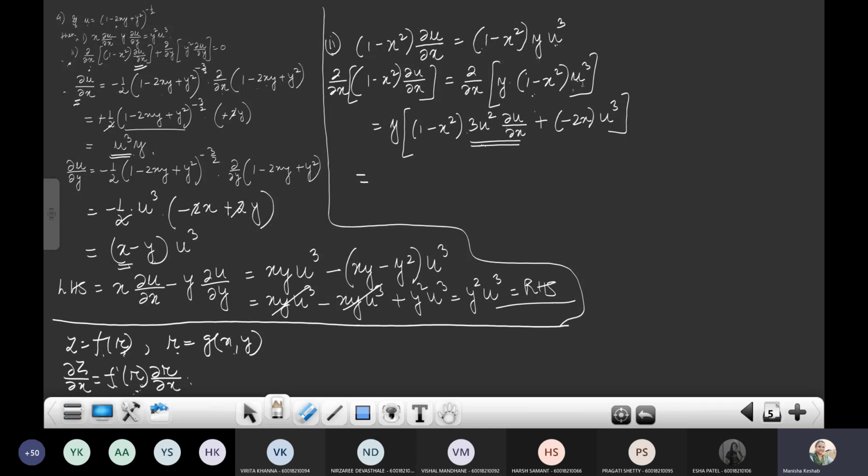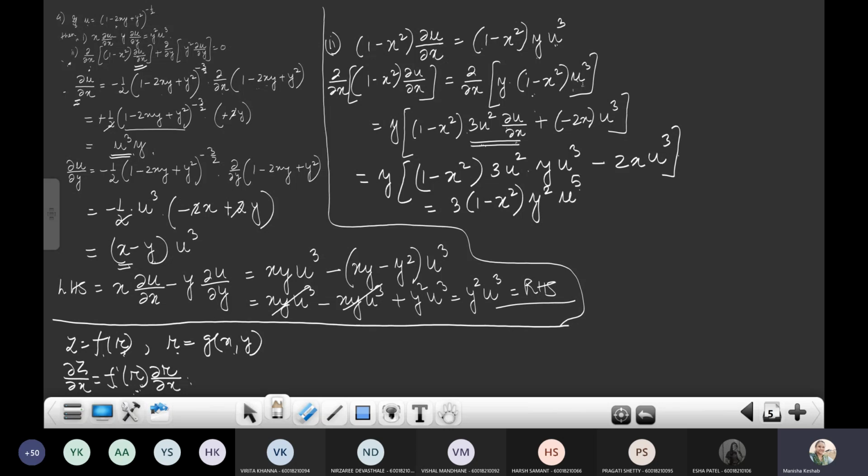Let us simplify now, and we will substitute this del u del x also. Del u del x is again y into u cube. So 1 minus x square into 3u square into y u cube minus 2x u cube. If we now expand it, we will get 3 into 1 minus x square, then y into y square, and then u power 5 minus 2xy u cube. So this is the first part.